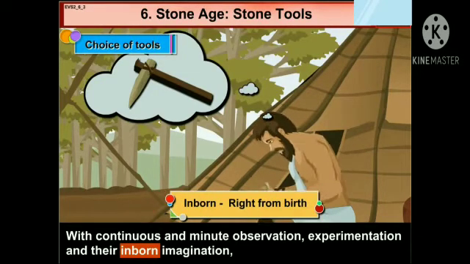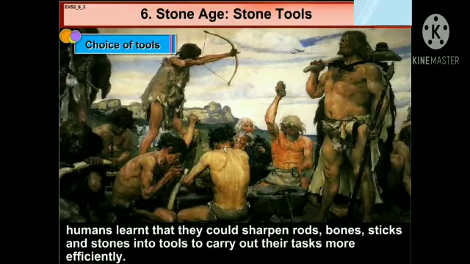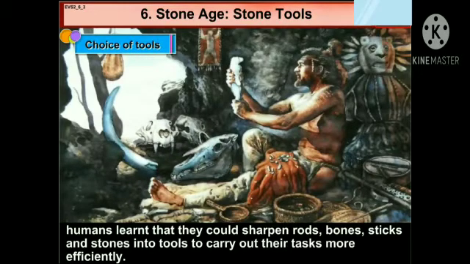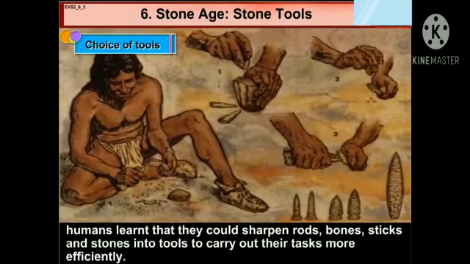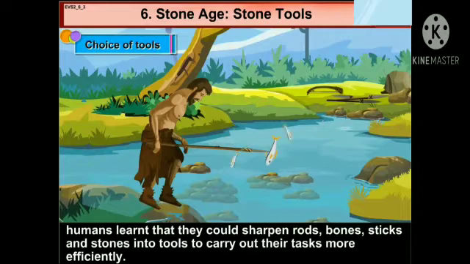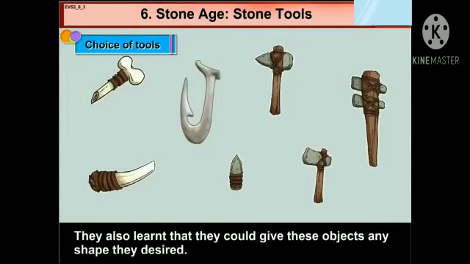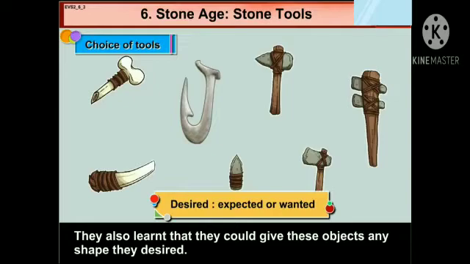Inborn means right from birth. What did they think of? Humans learned that they could sharpen rods, bones, sticks and stones into tools to carry out their task more efficiently. Yes, can you see in the picture? What is the meaning of efficiently? Effectively or easily. Now, they also learned that they could give these objects any shape they desired. Desired means expected or wanted.